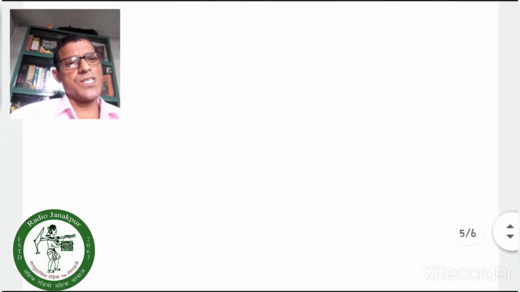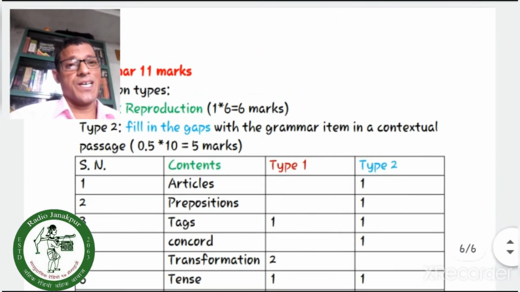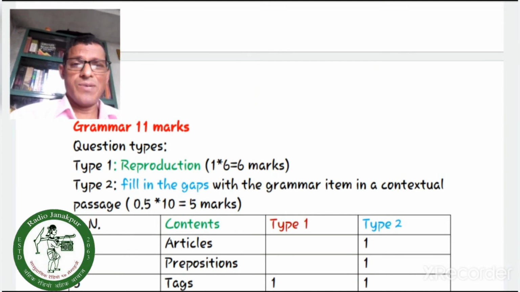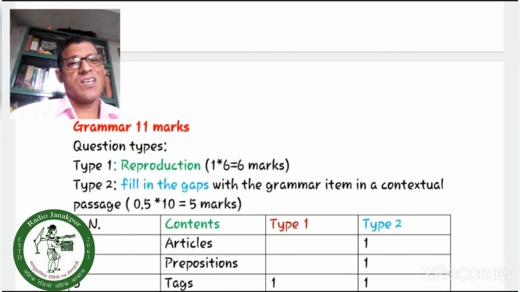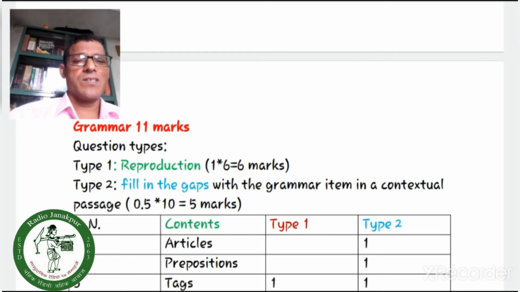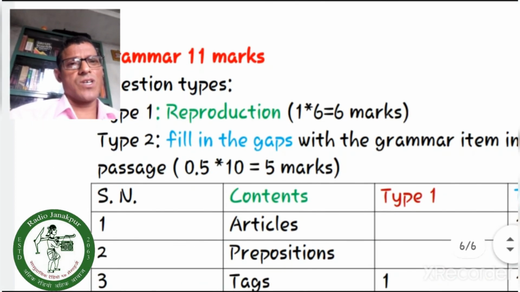Dear student, not only that, but at the same time in your final examination and in the curriculum of class 9, even what you have studied in class 8, some grammatical items you should also study. What are those grammatical items, and how many marks of questions will be asked from them, that I am talking about now.